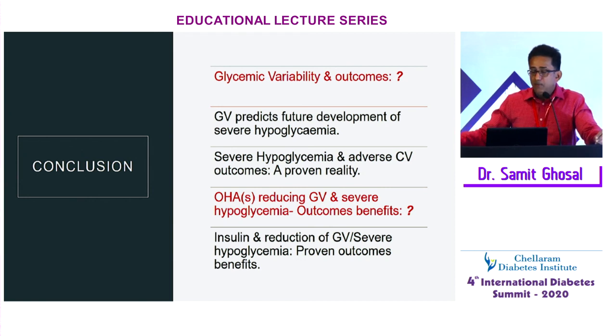Severe hypoglycemia and adverse cardiovascular outcomes is a proven reality. So we have to use such combination of drugs which prevents development of severe hypoglycemia. We can get away with mild to moderate hypoglycemia if they are less frequent. OHAs reducing glycemic variability and severe hypoglycemia, like the DPP-4 and SGLT2s, and hence giving outcome benefits, is a question mark. We have no data on that.